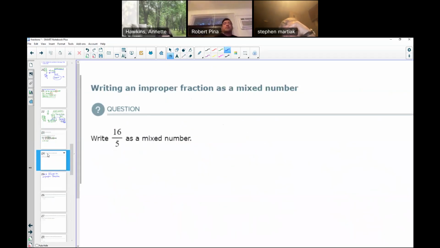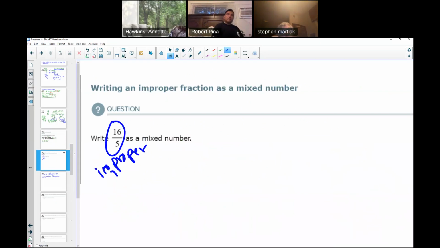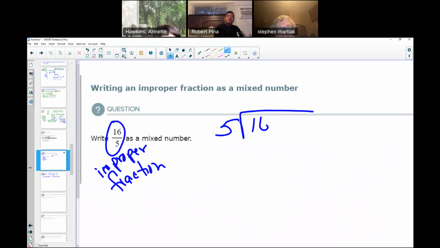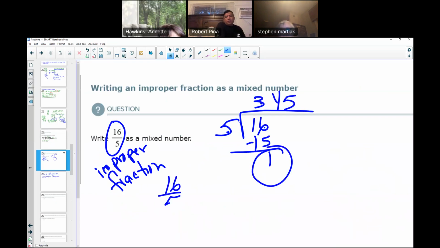Now we want to change this improper fraction to a mixed number. To do that, we divide 5 into 16. 5 will go into 16 3 times. 5 times 3 is 15. Subtract, we get 1. Now, if we were using whole numbers, we would say remainder. But with fractions, we take this 1 and we put it over that number. So this is 3 1/5. So 16/5 is equal to 3 1/5.